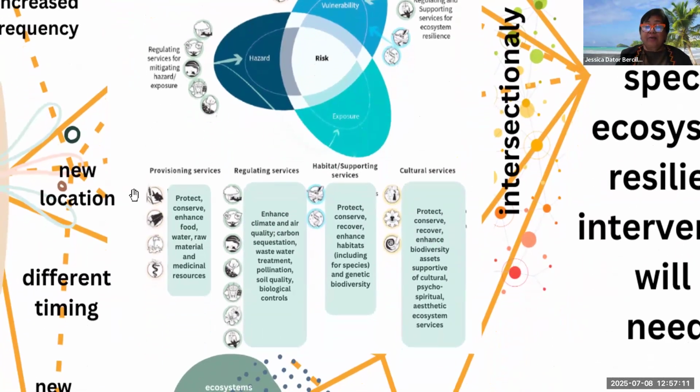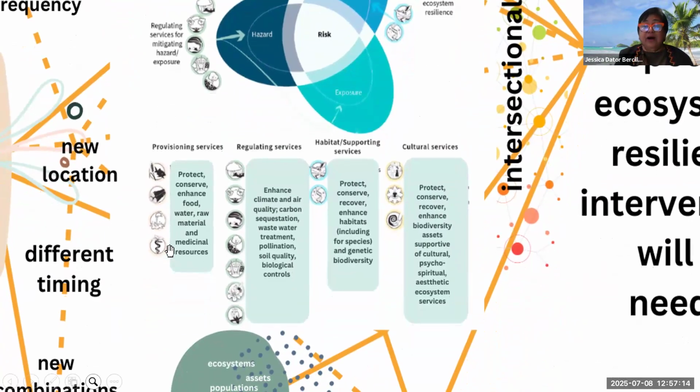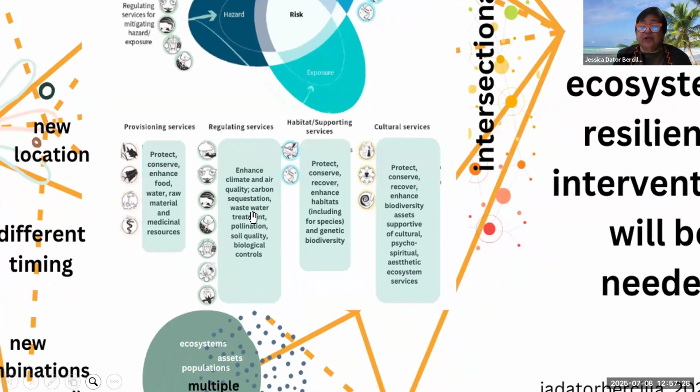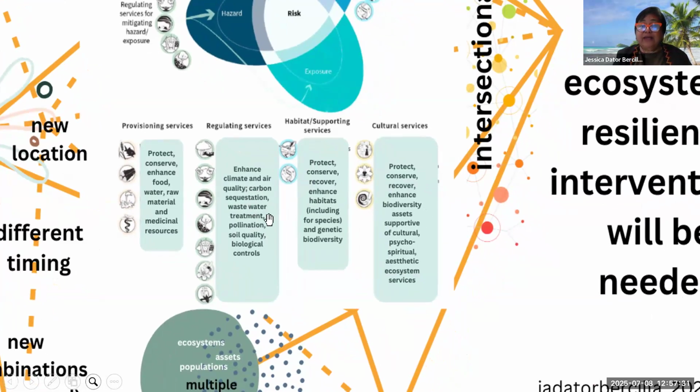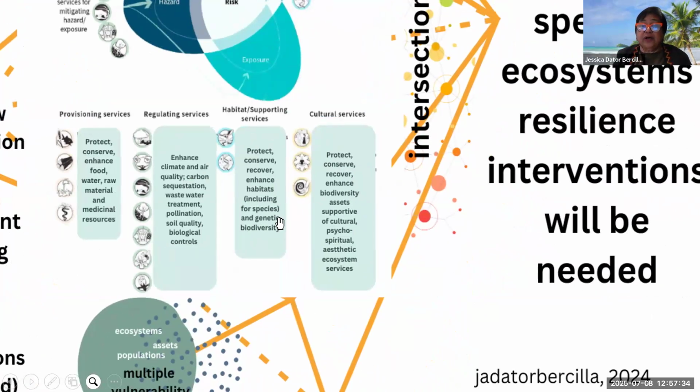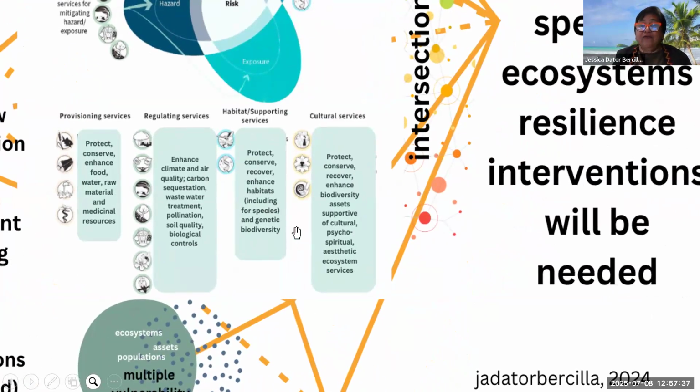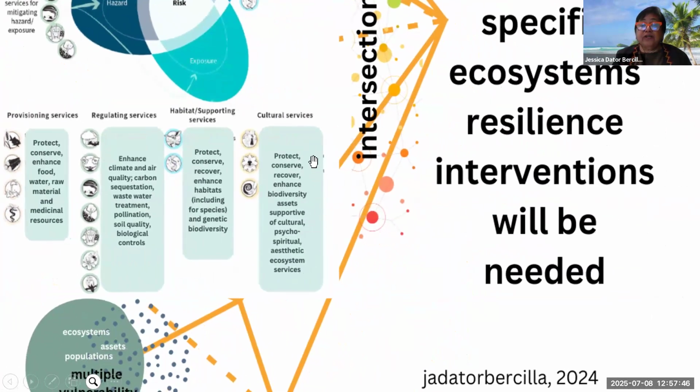So what you will see here are the key pathways, as an example: protect, conserve, enhance food, water, raw material, and medicinal resources from nature. We make sure that we are able to enhance climate and air quality. We make sure that we enhance habitats for genetic biodiversity and for the survival of species. And we make sure that we are able to retain the cultural services provided by nature.